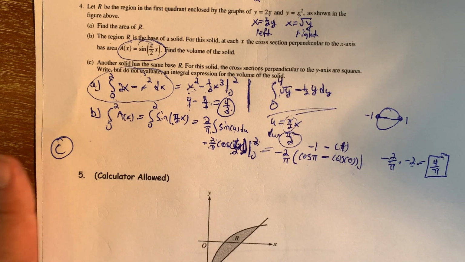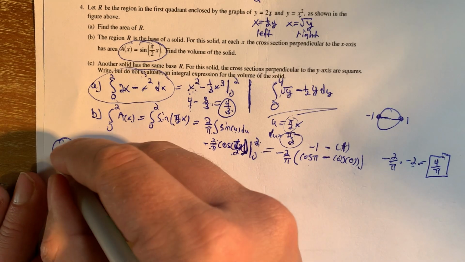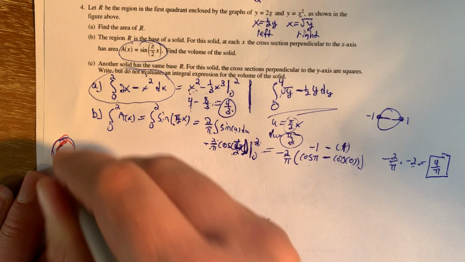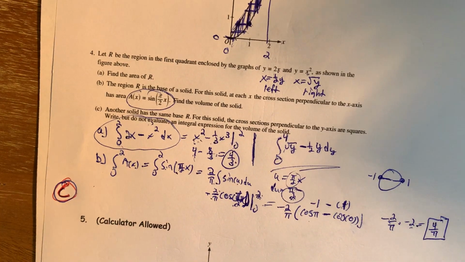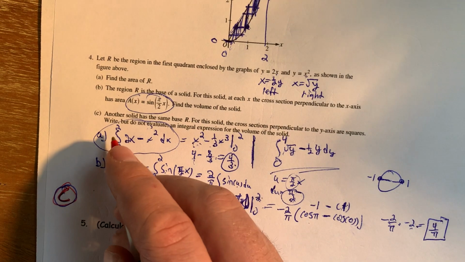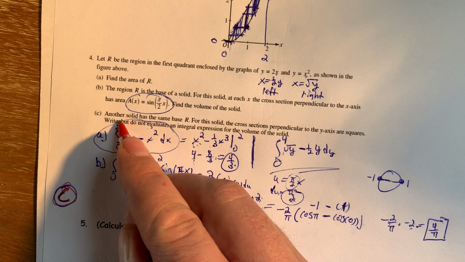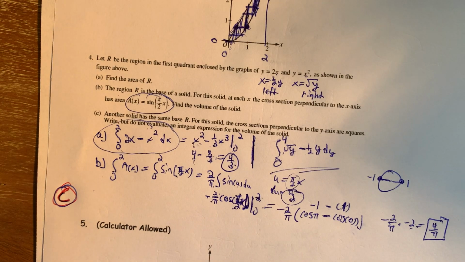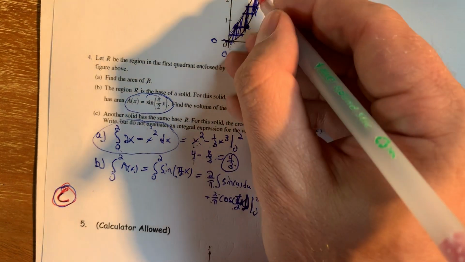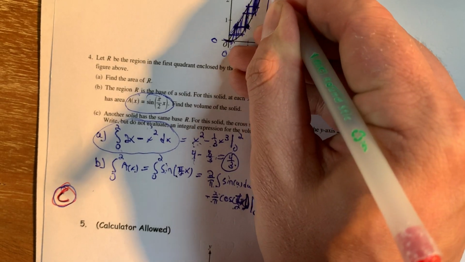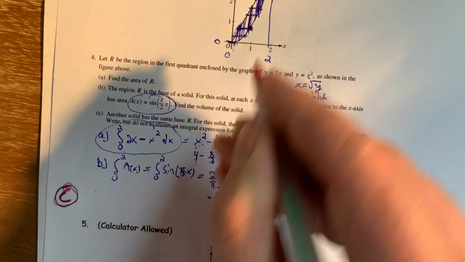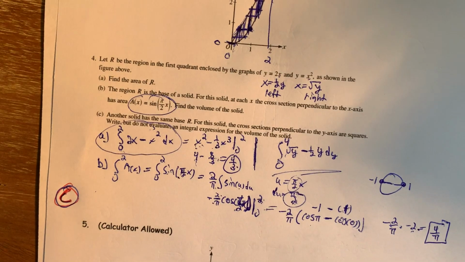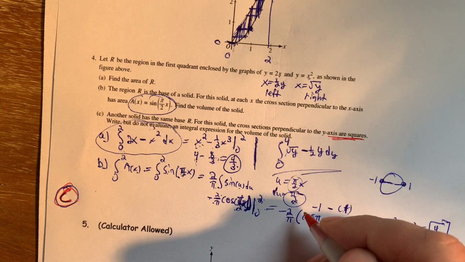Last, C, and I'll change color here to make it a little bit easier to read. I was trying to stick to one page, guys, but we really could have used a little bit more room on this document. Another solid has the same base R, okay? For this solid, the cross-section is perpendicular to the y-axis. Be careful. The cross-sections perpendicular to the y-axis are squares.